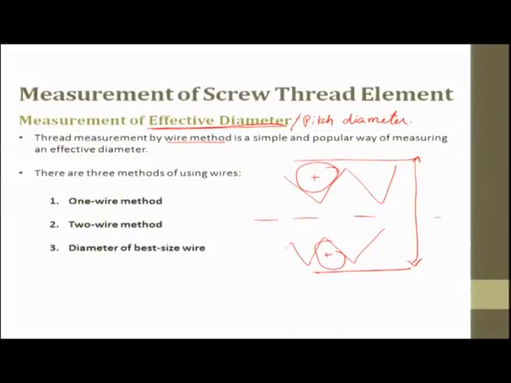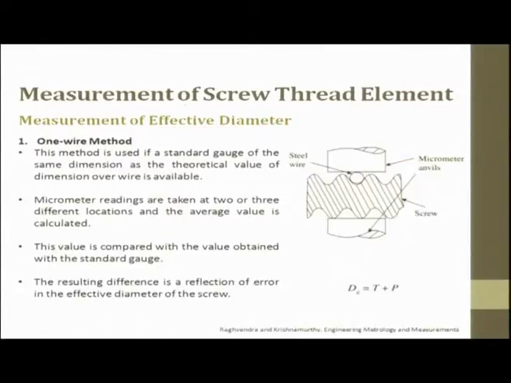So, there are 3 methods. One is called the one wire method, 2 is called the 2 wire method, and the third one is called the diameter of the best size wire. Now, the next topic of discussion is going to be measurements of screw thread elements. So, here there are 3 types of methods: one wire, 2 wire, and the best size wire.